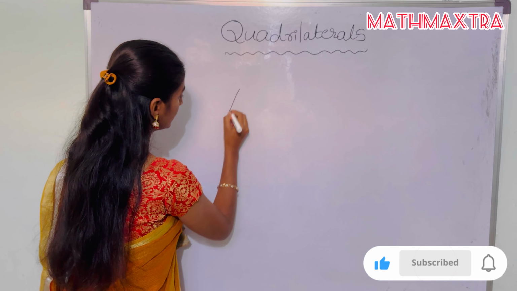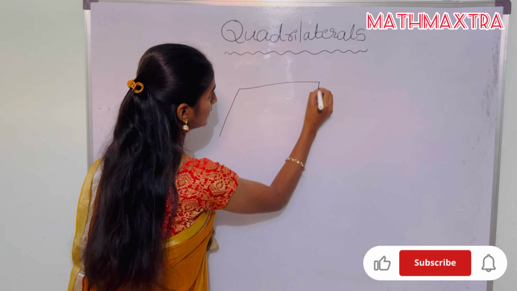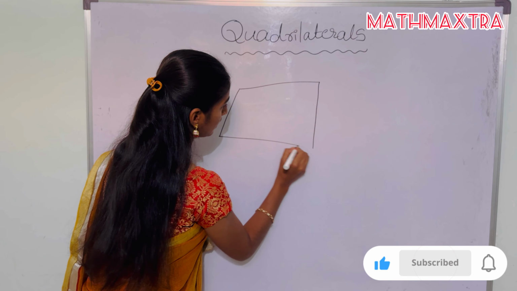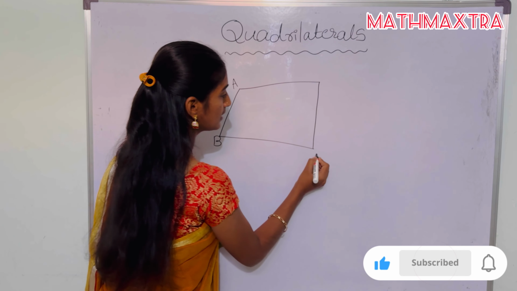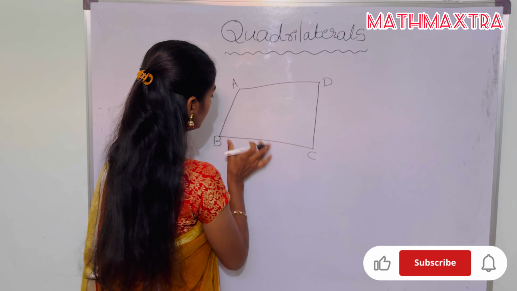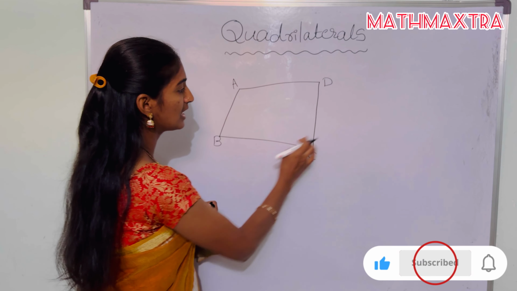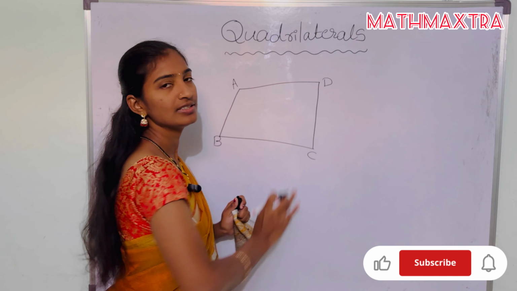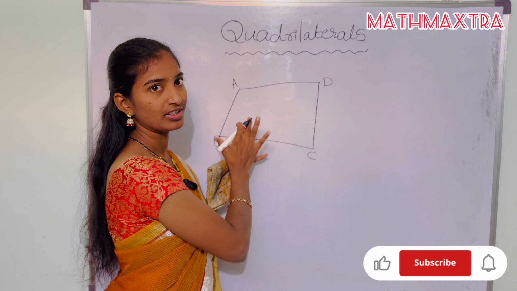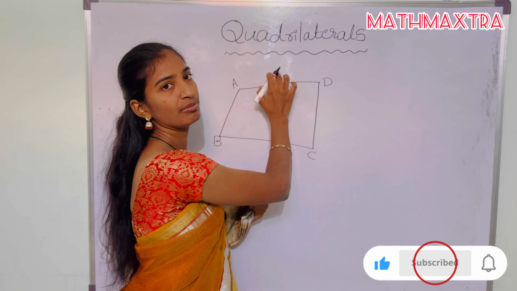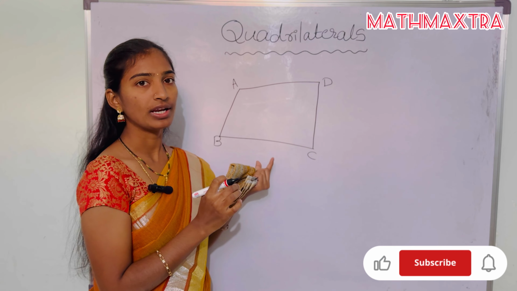See, these are the four line segments A, B, C, D. So this is one line segment, this is one line segment, this is one line segment, this is one line segment. So this simple and closed figure formed by four line segments, we call it a quadrilateral.